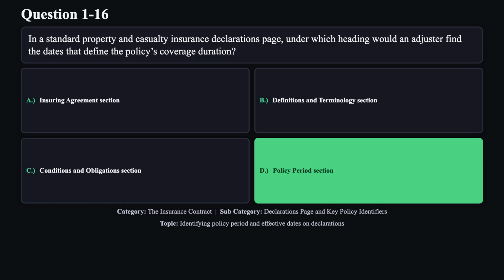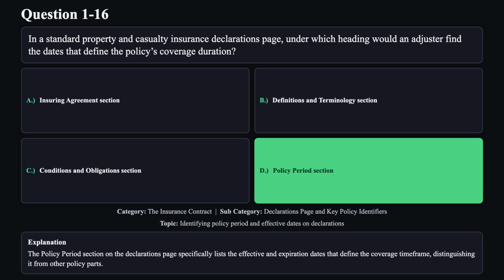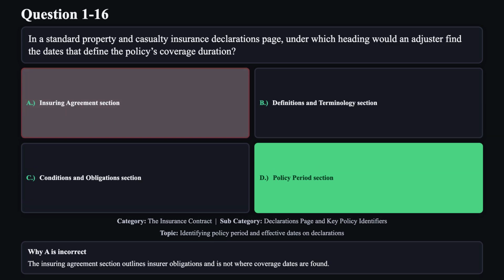The correct answer is D. The policy period section on the declarations page specifically lists the effective and expiration dates that define the coverage timeframe, distinguishing it from other policy parts. Reason A is not correct. The insuring agreement section outlines insurer obligations and is not where coverage dates are found.